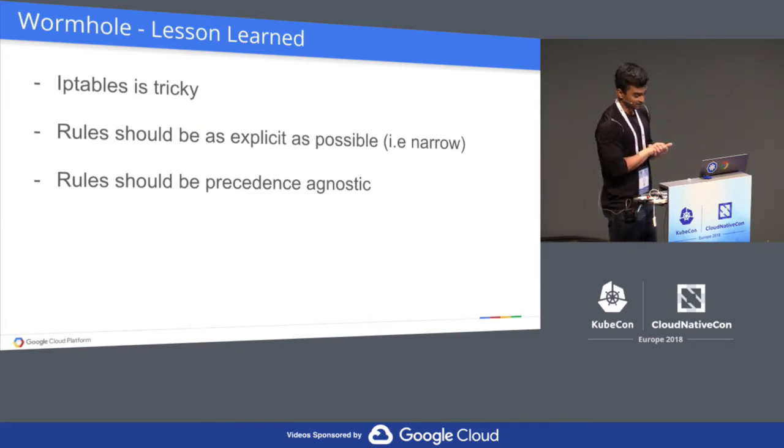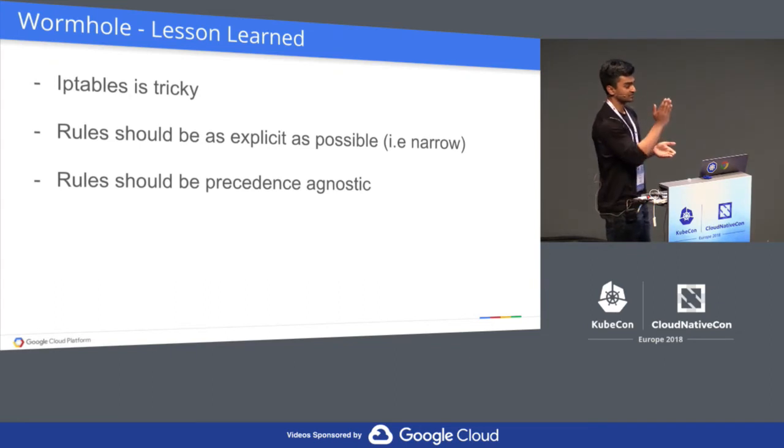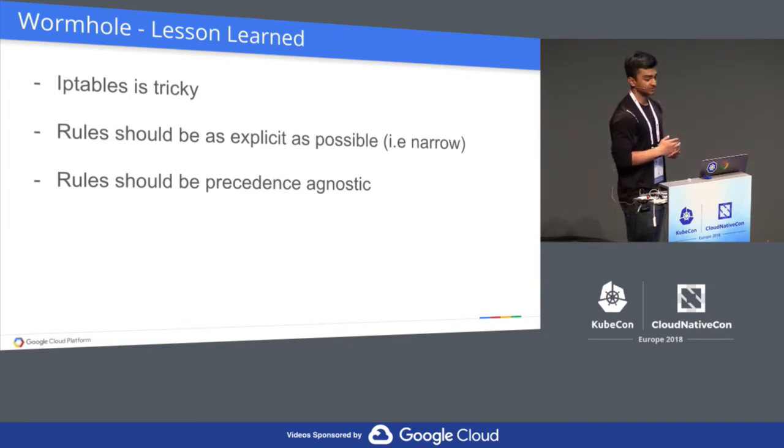And the second thing is that rules should be precedence agnostic. It shouldn't really matter where in the order your rule is executed. It shouldn't matter, right? But in this case, it did. If we had moved that first rule to be the second one, we would have never seen this issue.